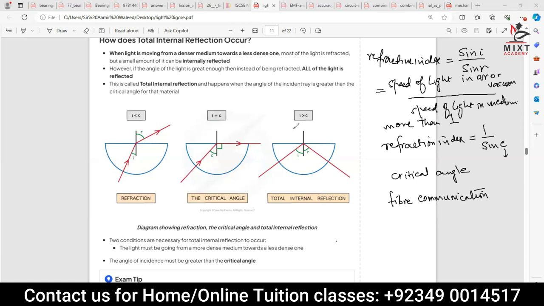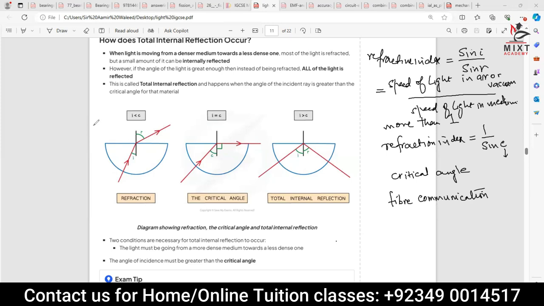Let me explain again. In fiber communication, our main signal is a light signal, because your data travels in the form of light. So we don't want that data to go out into the air. Consider this as your fiber medium. If you drop a general light signal, then most of the light will go out of the fiber, and in that way your data will start getting lost.